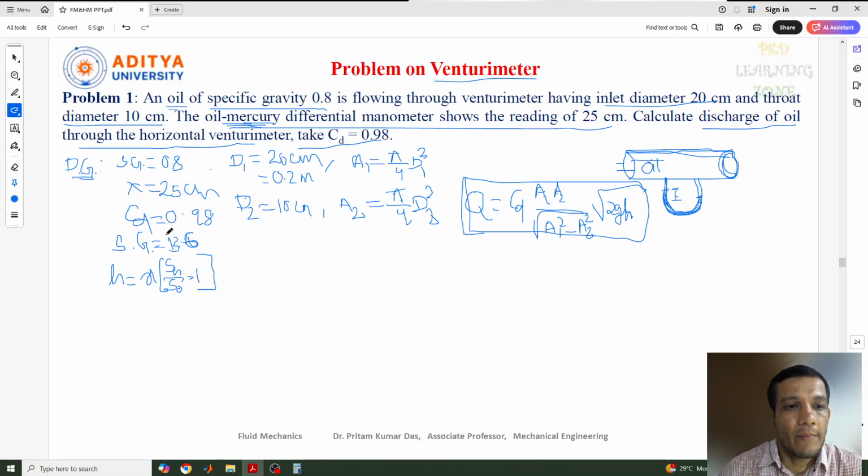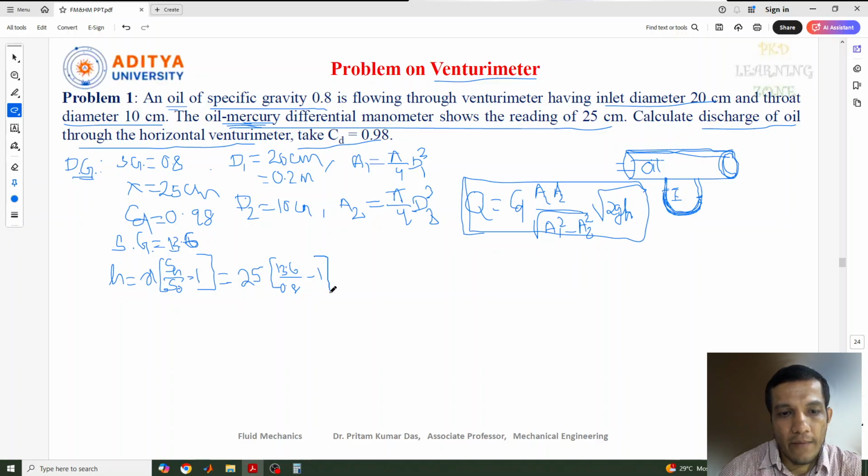But here the heavy liquid, we know, is mercury. So here the X value is given as how much? 25. So that is 25 into (SH by SL minus 1). SH is nothing but 13.6, divided by SL, the specific gravity of the light liquid, that is 0.8. Just put the value of this and minus 1.